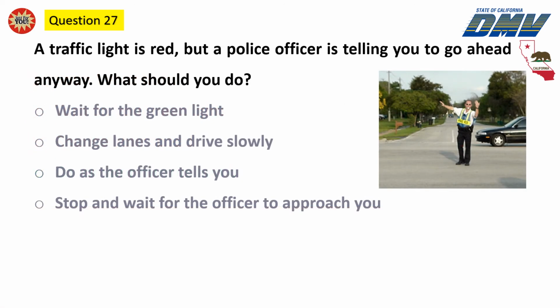Question 27. A traffic light is red, but a police officer is telling you to go ahead anyway. What should you do? Wait for the green light. Change lanes and drive slowly. Do as the officer tells you. Stop and wait for the officer to approach you.